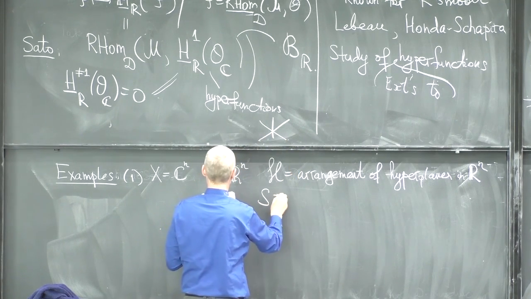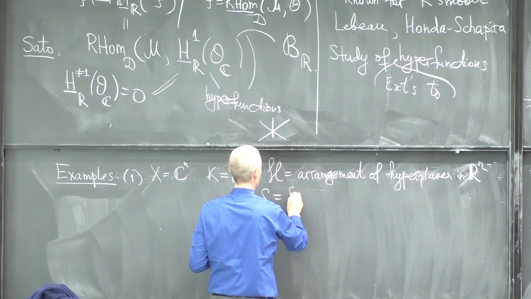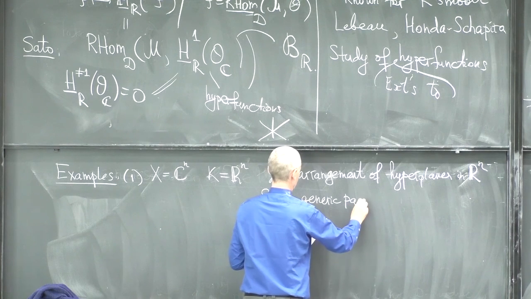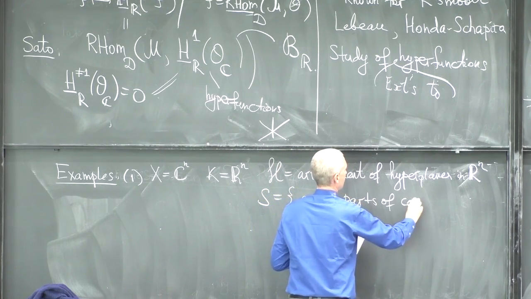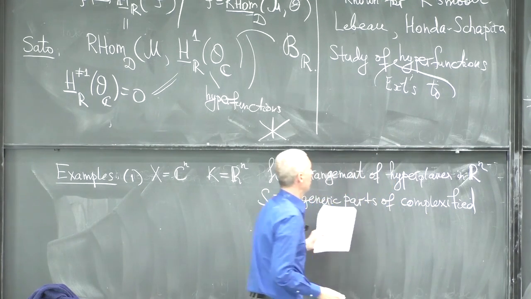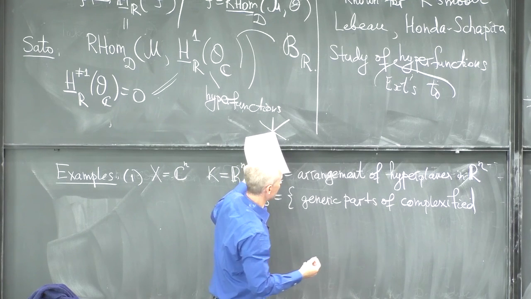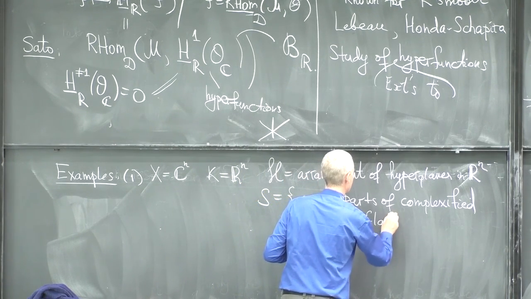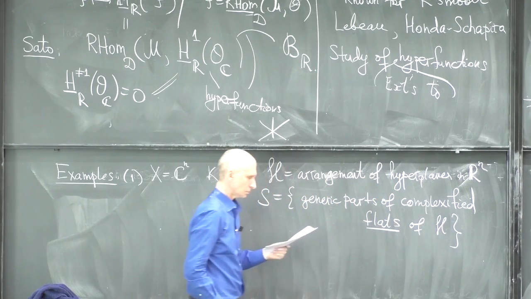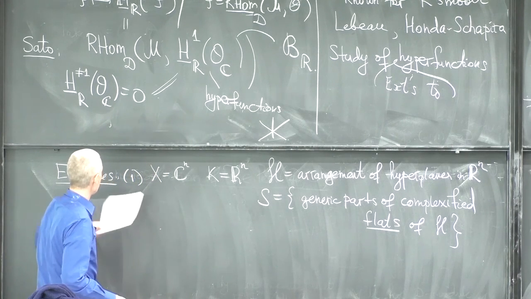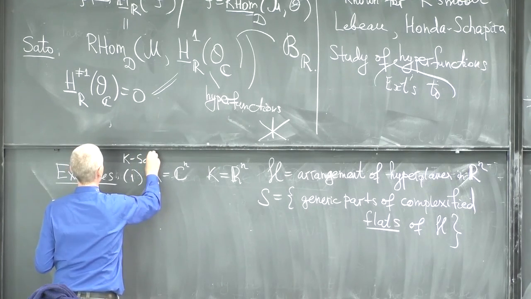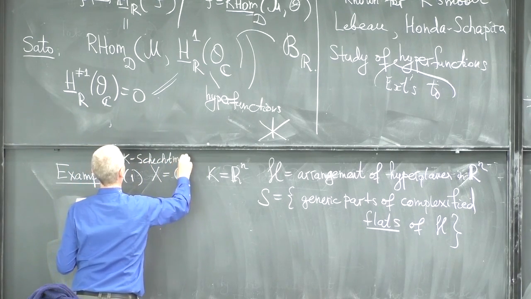Then the stratification is by complexifications of those arrangements. It's called S. Yes, a stratification given by the generic parts of the complexified hyperplanes, but not only hyperplanes themselves, but also the intersections. Let me call them flats. So then we have studied this case with Vadim Schechtman.